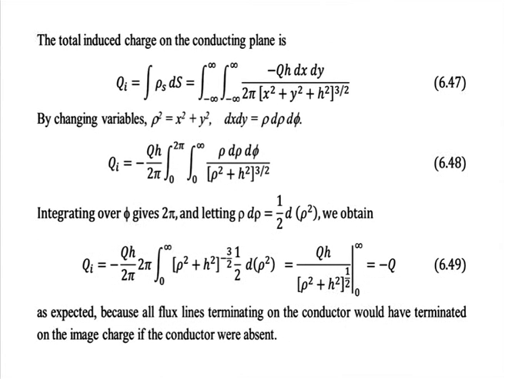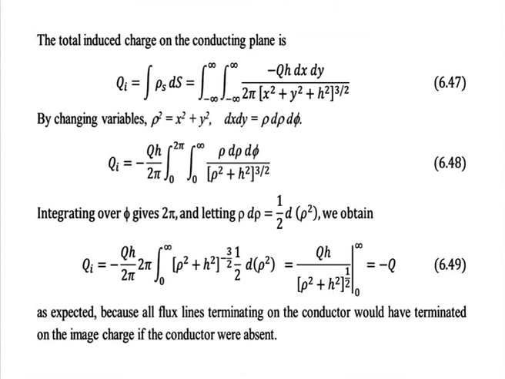We can also find the total induced charge on the conducting surface as Qi, given by equation 6.47. By making a small manipulation, that is by changing the variables, rho square is equal to x square plus y square, and taking the area dx dy into the cylindrical form, that is rho d rho d phi, we get expression 6.48 for Qi.